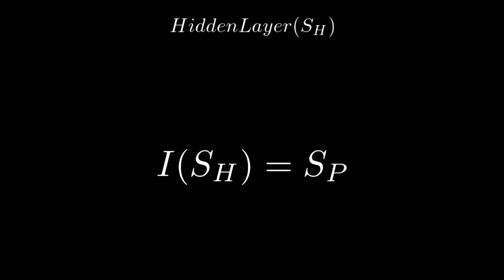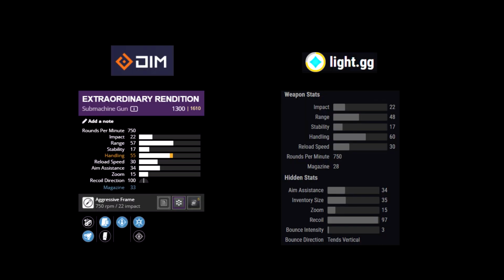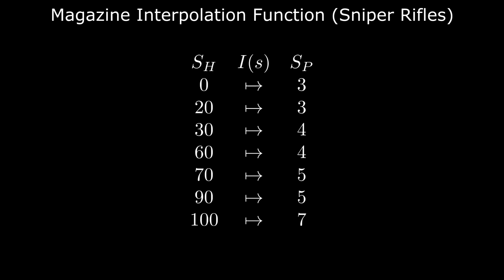So far, I have mentioned the hidden layer stats and the interpolation functions, but how do we see them? The presentation layer is trivial. Go look in DIM or light.gg. But even DIM and light.gg don't show you the hidden layer or the interpolation functions. In order to see these functions and values, we must peer into the matrix and look directly at the API.